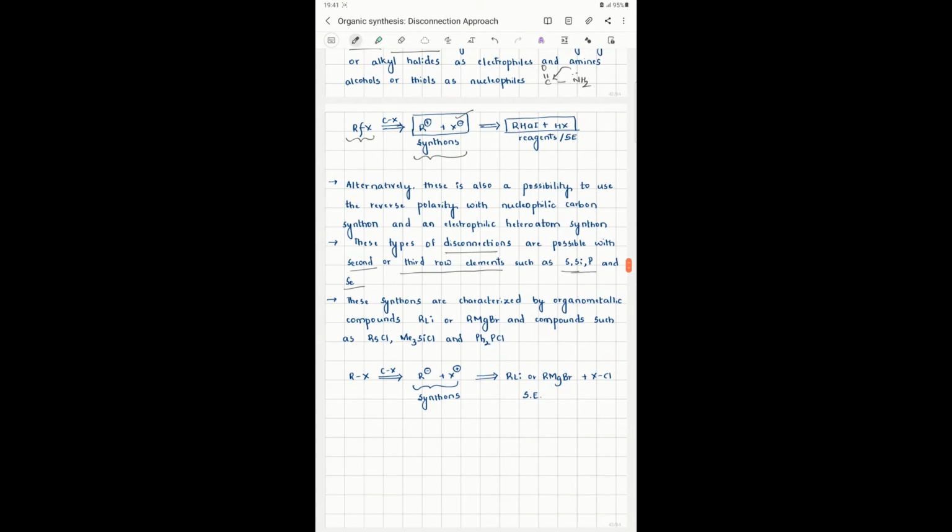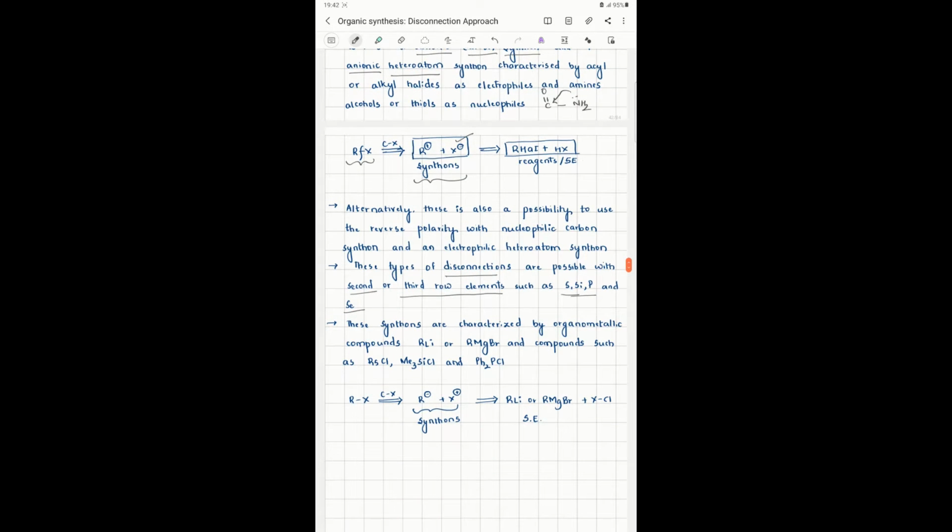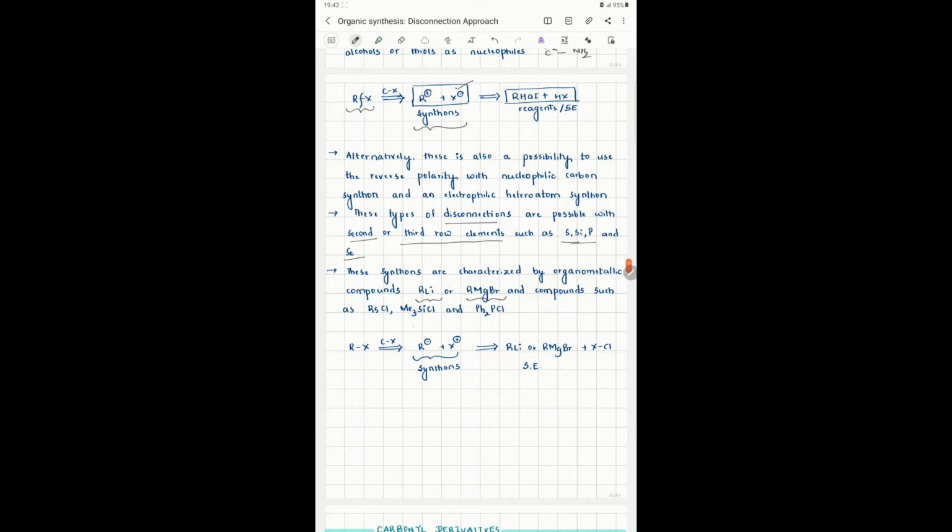Now these synthons are characterized by organometallic compounds. We can observe that these systems can be represented through organometallic reagents such as RLi and RMgBr. Now this can be C2H5Li. That means lithium is going to carry a positive charge, carbon is going to carry a negative charge. In your Grignard reagent, MgBr is going to carry a positive charge and carbon is going to carry a negative charge. And compounds such as RSCl, trimethylsilyl chloride, diphenyl phosphorus chloride, all such molecules, in which the carbon is going to carry a negative charge and the heteroatom is going to carry a positive charge.